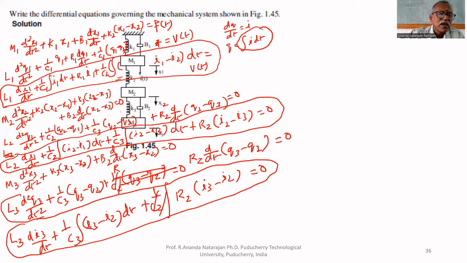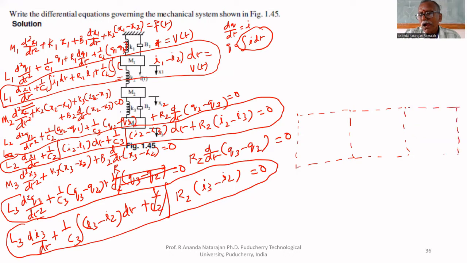What is the first element? L1. Three loops are there. The current through the first loop is I1. Current through the second loop is I2. Current through the third loop is I3. What is the current through this path? In this direction, I1 minus I2; if you see in the other direction, I2 minus I1.